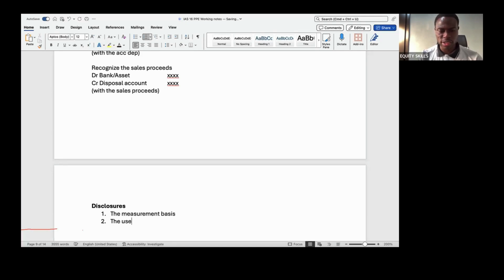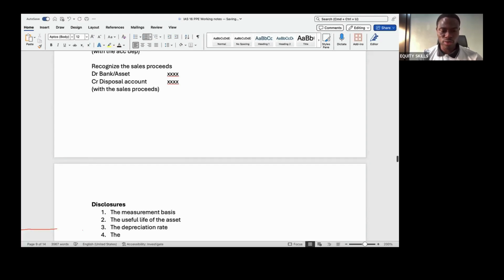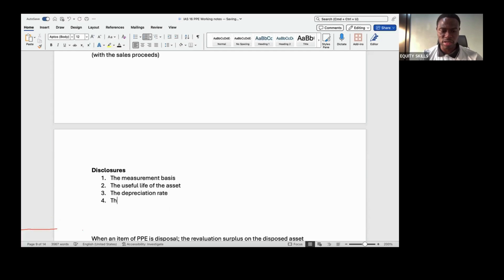Number two is the useful life of the assets. You need to tell us. There's no way we can know. Or if you are using depreciation rates, you need to really tell us the depreciation rate of the assets. Also, you need to tell us the depreciation method you chose.